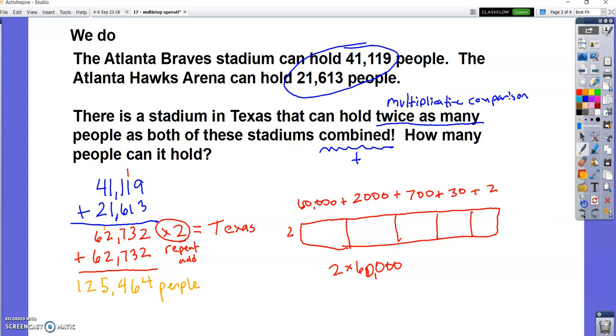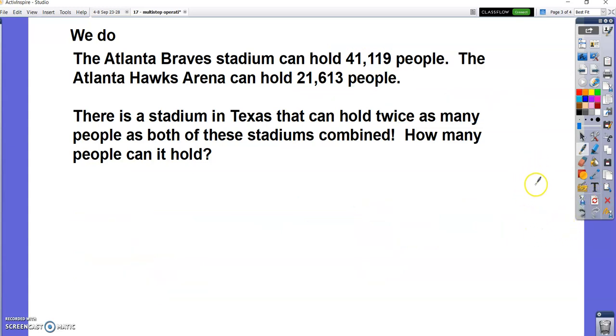And again, if you just look at the problem, sometimes these problems can be intimidating because you're like, oh gosh, I can tell I need to do more than one operation. This big number, something else. Multiplicative comparison, twice as many. Oh boy. There's a lot going on here. So sometimes before I even try to figure out what to do, I just sort of try to visualize what I know.